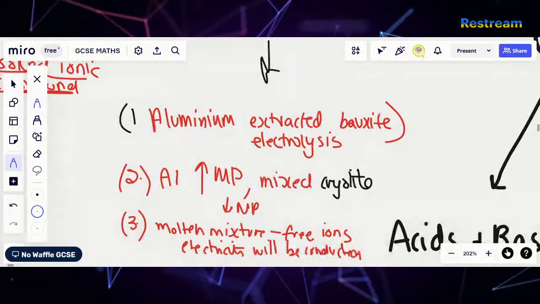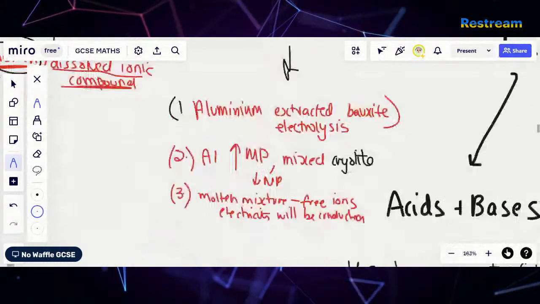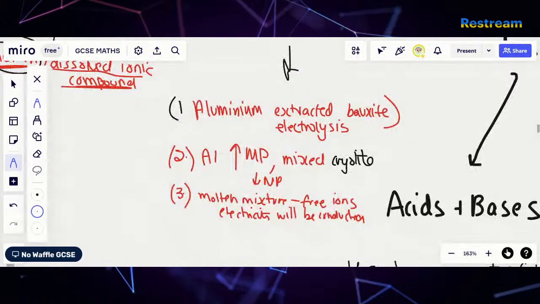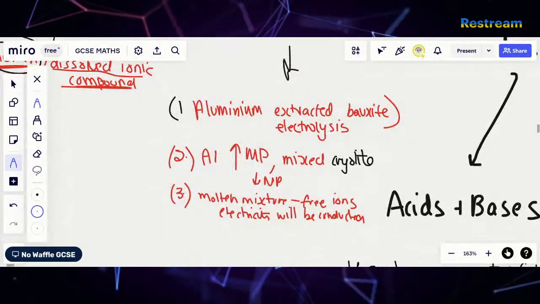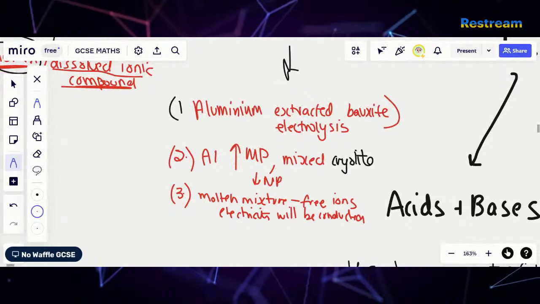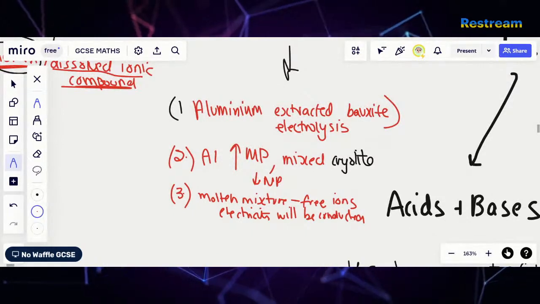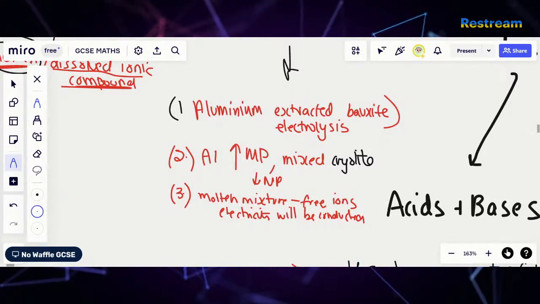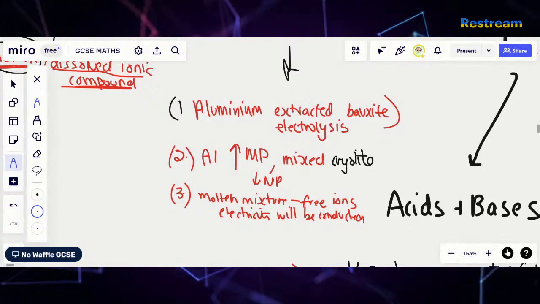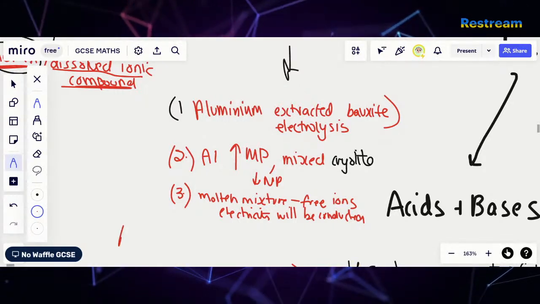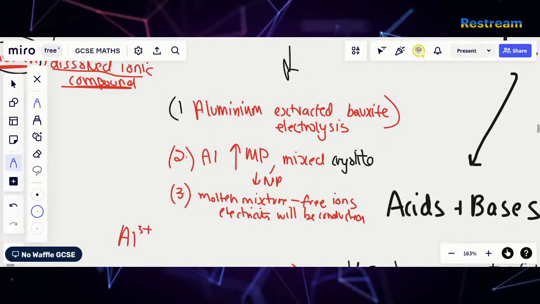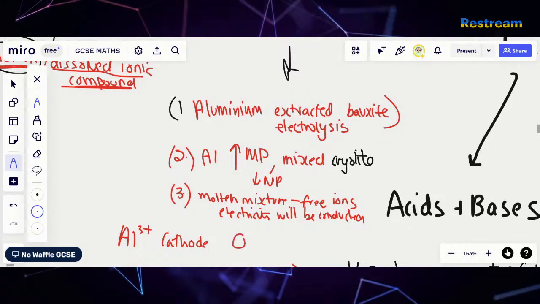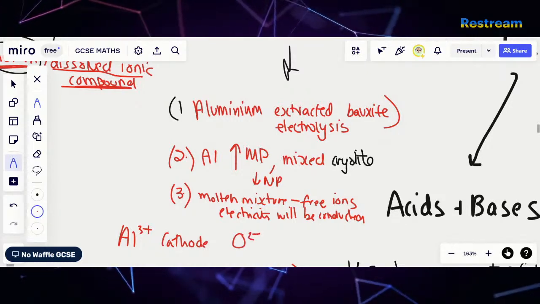So as we said, aluminium is extracted from its bauxite, but we have aluminium oxide, and we need to separate the aluminium and the oxide. But it has a very high melting point, so we add cryolite to reduce the melting point, and then electrolysis happens. You create a molten mixture, and the free ions move around towards the electrodes, and electricity will be conducted. So the positive Al3+ ions will go to the cathode, and the negative O2- ions will go to the anode.